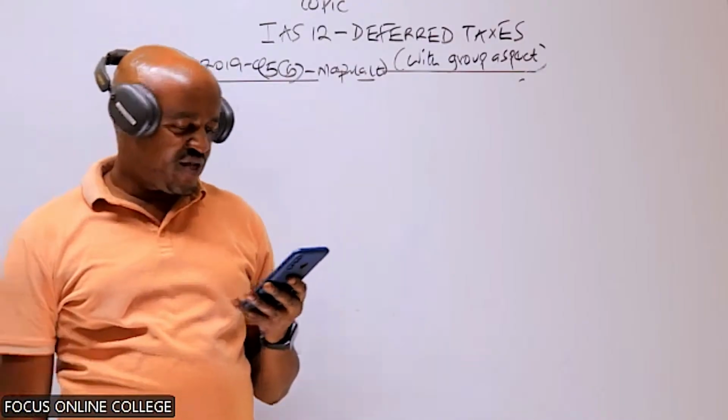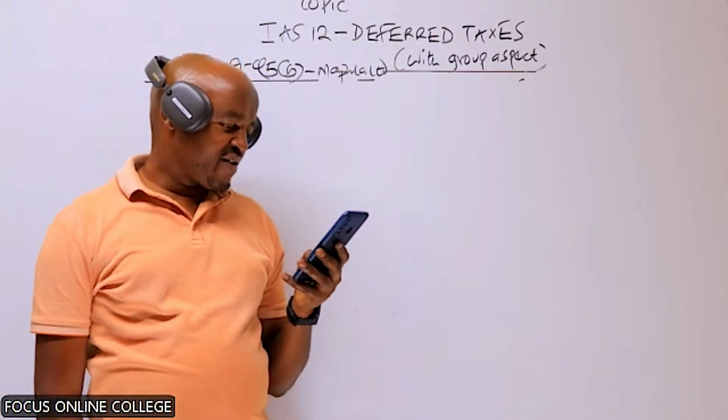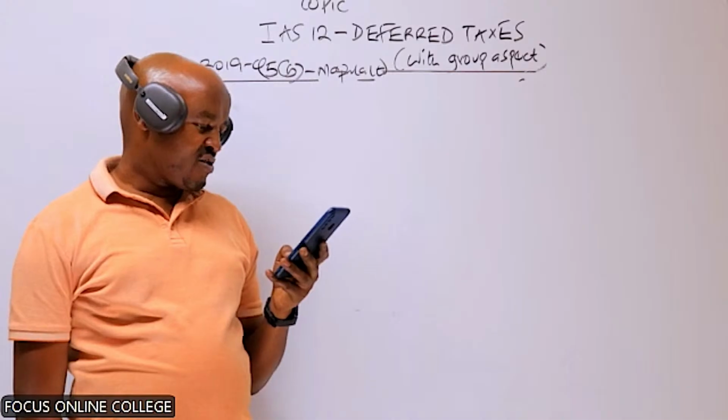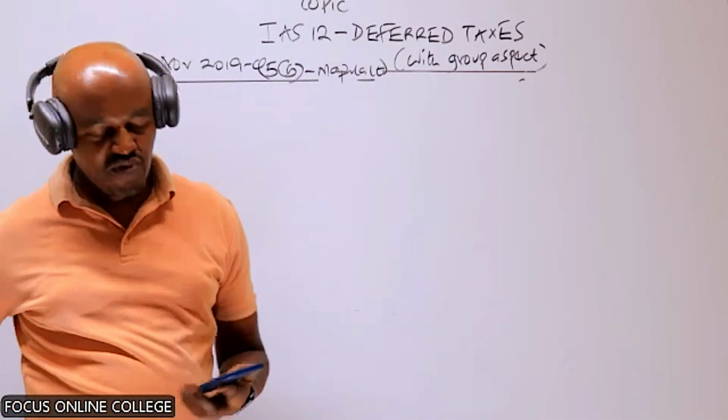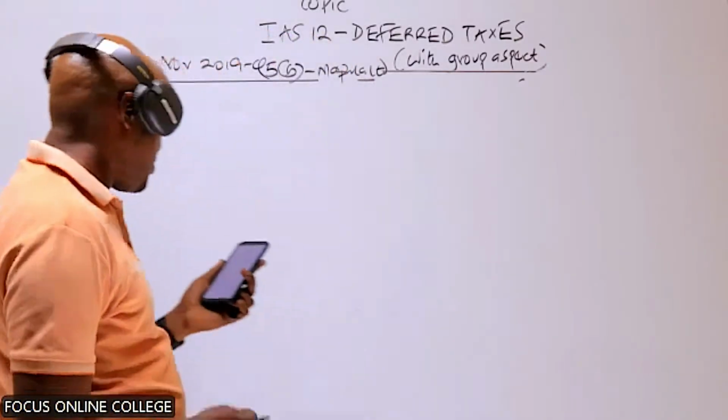So what are we required to do here? 1, we are required to compute the relevant temporary differences. And Roman 2, we are required to make the journal entries to record the changes in the deferred tax liability. So we start with Roman 1.